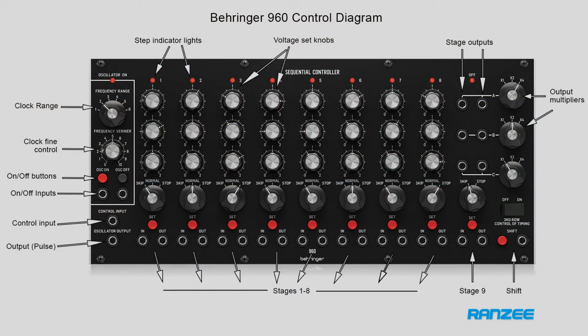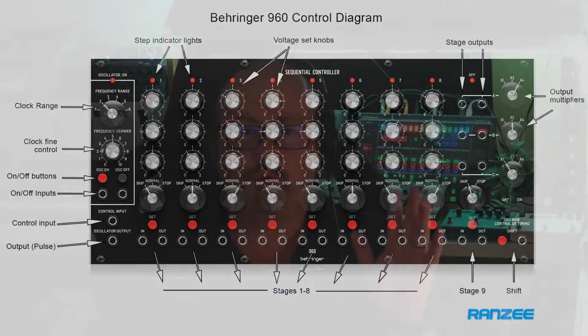Hey everyone, this is going to be the advanced video of the Behringer 960 sequencer, and we're going to go through some kind of funky, more advanced sort of patching. And yes, in this particular video you're going to need some other modules to get this advanced stuff working. It's not going to be just stuff that you can do within the actual module itself.